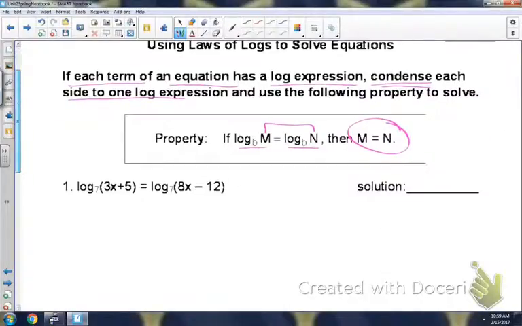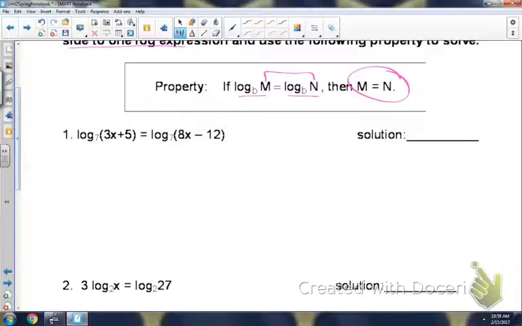So if we look at number 1, notice we have on the left side only one log term. On the right side we only have one log term because we have parentheses. Okay? Since we have one log that equals another log and the bases are the same, we're just going to set 3x plus 5 equal to 8x minus 12. Okay? So we're just basically dropping the logs off. Okay? So we're going to solve for x. Now we have a linear equation.